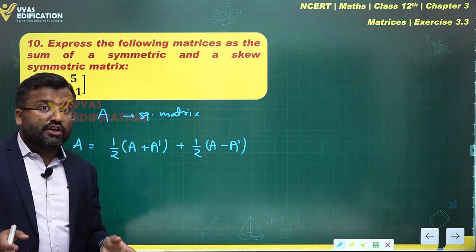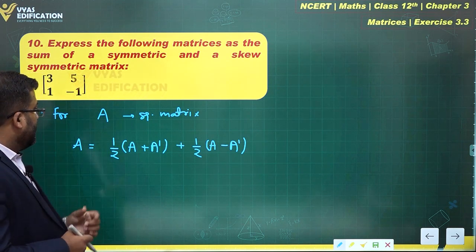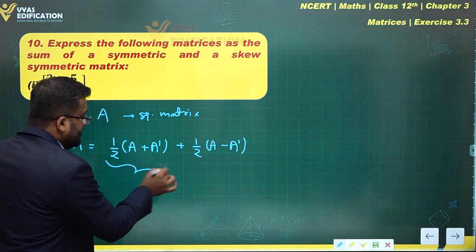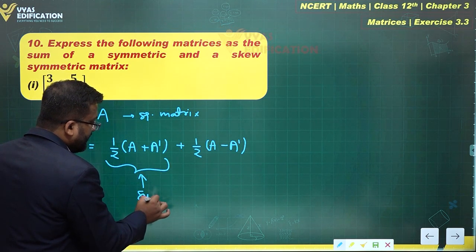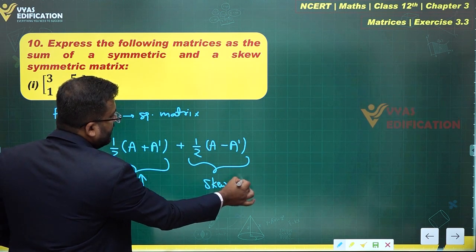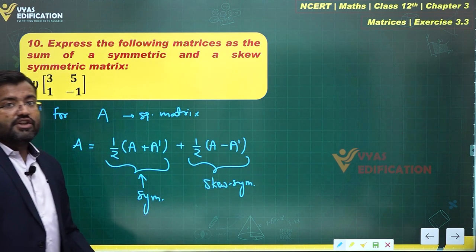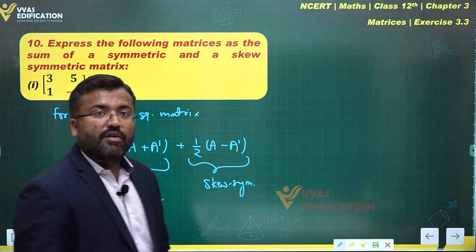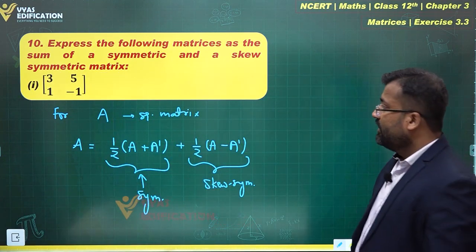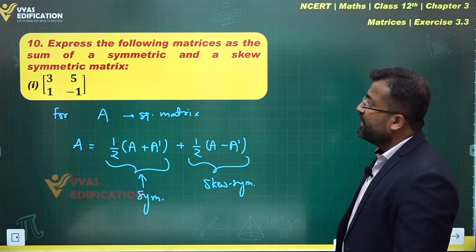I don't want to add them together. What I'm saying is the converse of that. I'm splitting A as sum of these two, where this is a symmetric matrix and this here is a skew symmetric matrix. I'm writing it as sum of this and this together. Can you please observe that? Yes. Pretty simple.